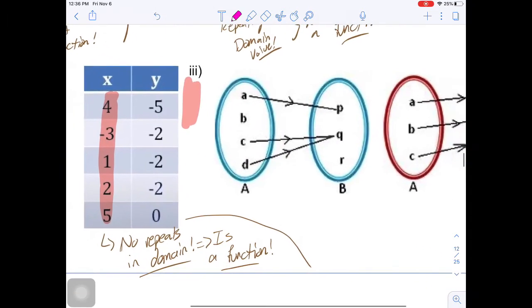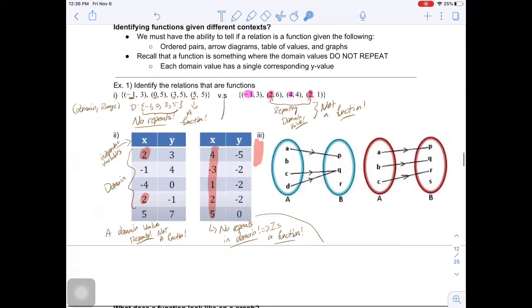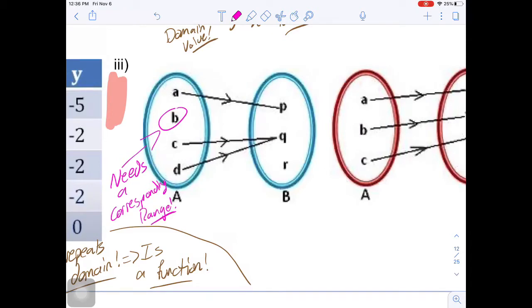So let's move on to this next one here. Now, something that's really important to understand is that a function is usually pretty easy to see as long as you have no repeating domain values. There's one other thing. A domain value must go to a range value in order to be a function. So even though here we have no repeats of our domain values, B needs a corresponding range value. And since this doesn't have a corresponding range value, this is not a function.